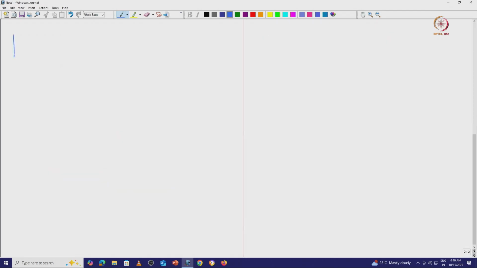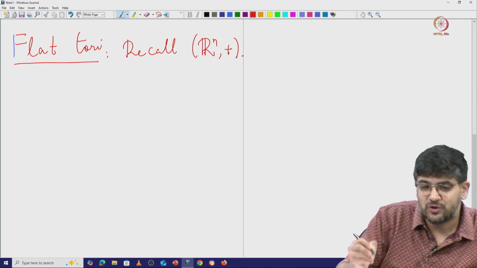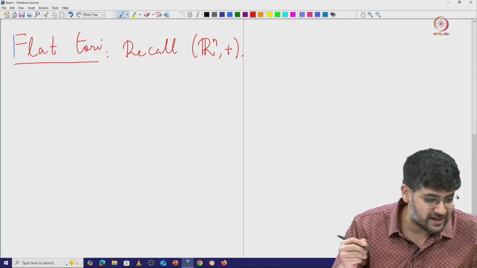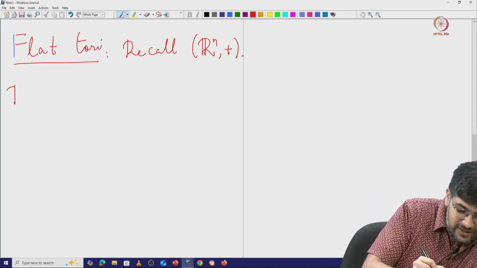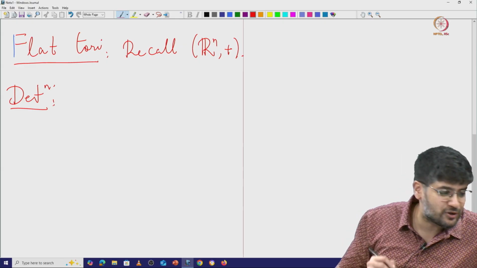So the aim of today's lecture is to talk about flat tori. Recall that Rn, being a vector space, of course forms a group under addition. So here is a definition. I want to look at particular kinds of subgroups of Rn.